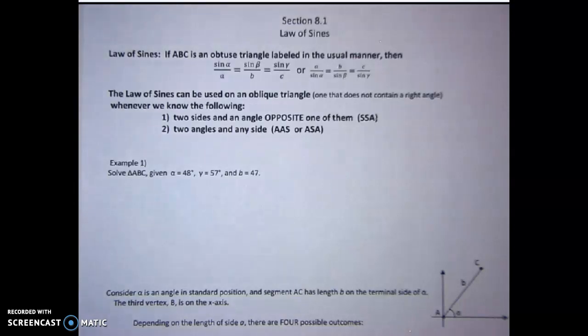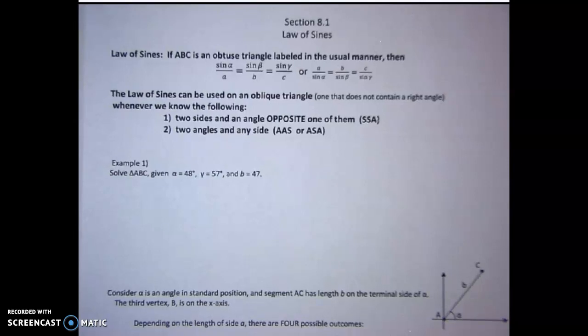If ABC is an oblique triangle, labeled in the usual manner, which we'll rediscuss in a few minutes, then the sine of alpha over A is going to equal the sine of beta over B and the sine of gamma over C. Or you can flip it around: A over the sine of alpha equals B over the sine of beta, which also equals C over the sine of gamma.